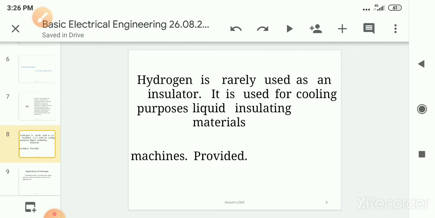Let's see about hydrogen. Hydrogen is rarely used as an insulator. Electrochemical and electrothermal methods are employed for generation of hydrogen from water. Electrolytic breakdown of water is a source of hydrogen.